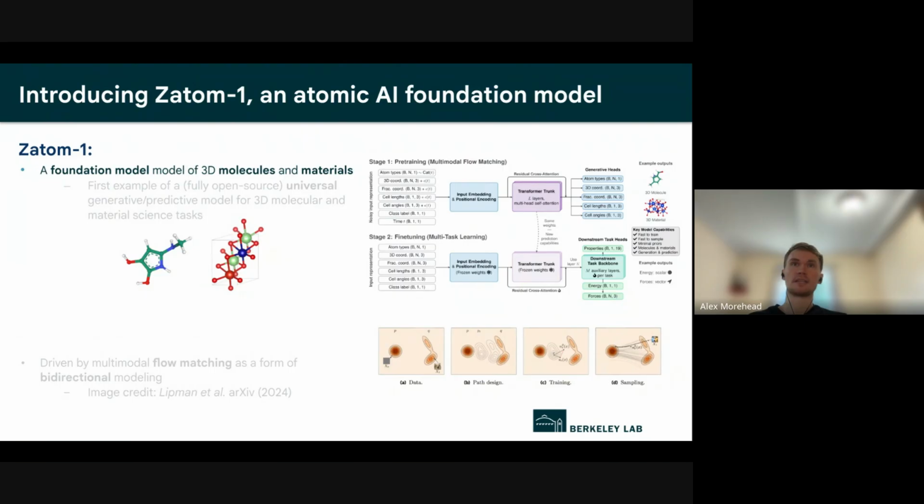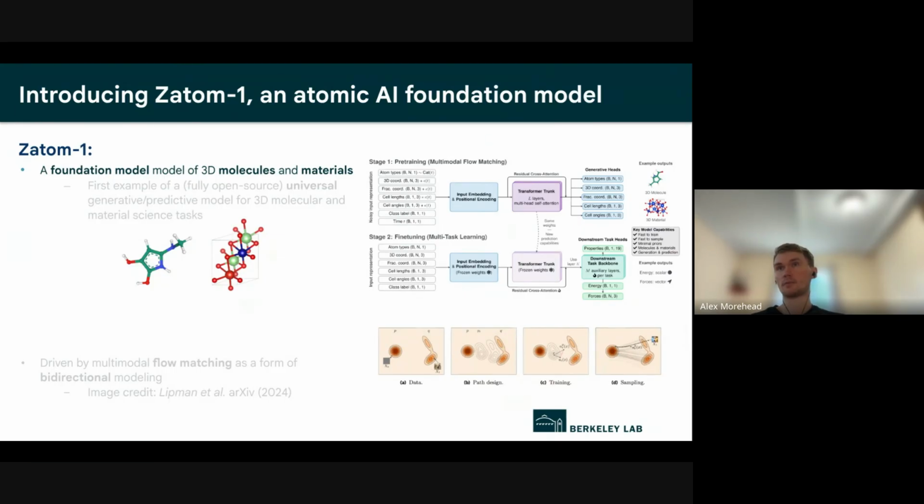Instead, what we do is represent molecules and materials in a unified API, where we have discrete atom types for both systems, 3D coordinates for molecules, and then fractional coordinates, cell lengths, and cell angles for materials. We also have a class label that tells the model if it's seeing a molecule or material, and then a time label telling the model which time step it's at, which I'll get into in a little bit. From there, the model performs relatively simple input embeddings, like linear projections and positional encoding, standard in the ML literature.